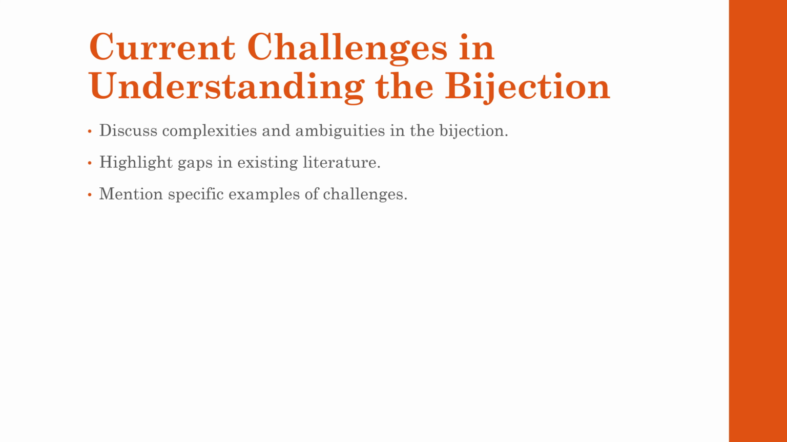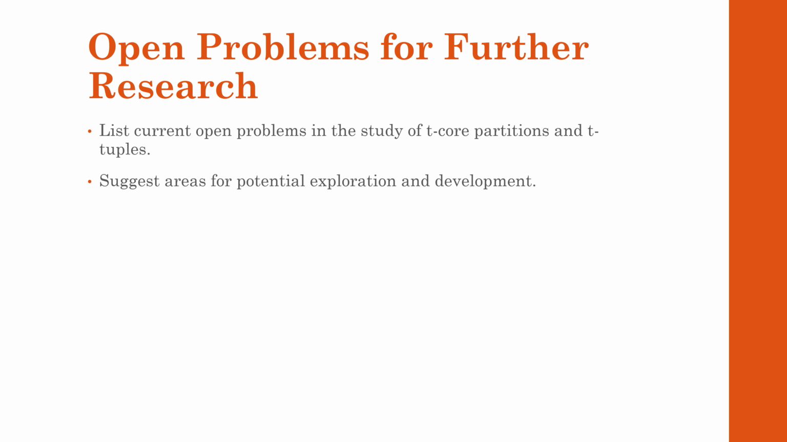Current challenges in understanding the bijection. Discuss the complexity and ambiguities in the bijection. Highlight the gaps in the existing literature. Mention a specific example of the challenges. Open problems for further research. List the current open problems in the study of T-core partitions and the T-tuples.